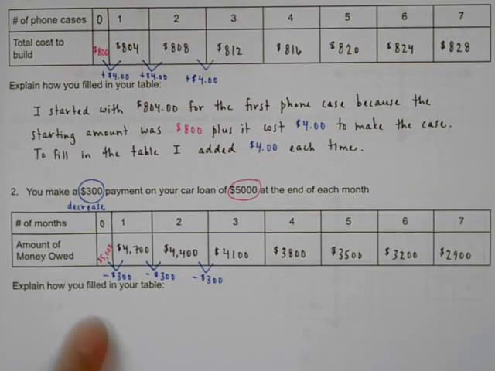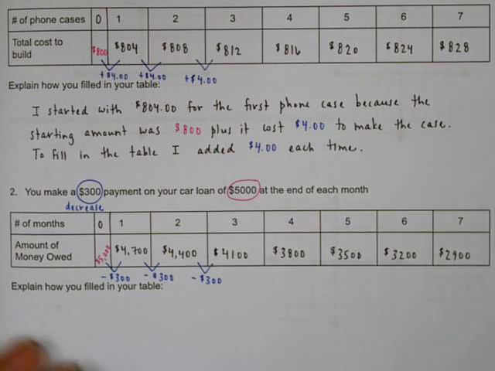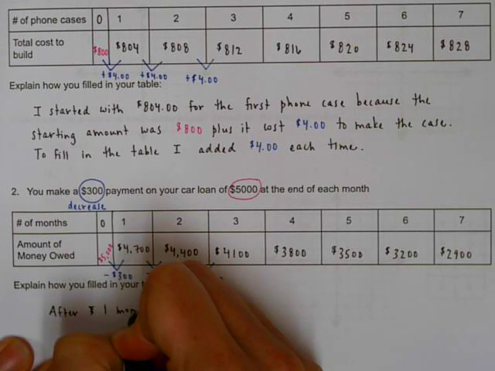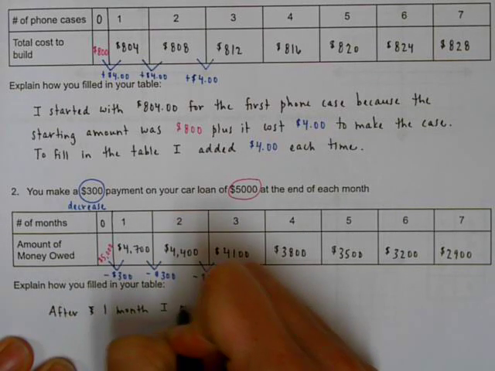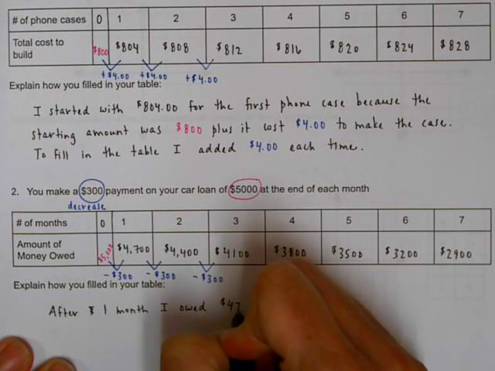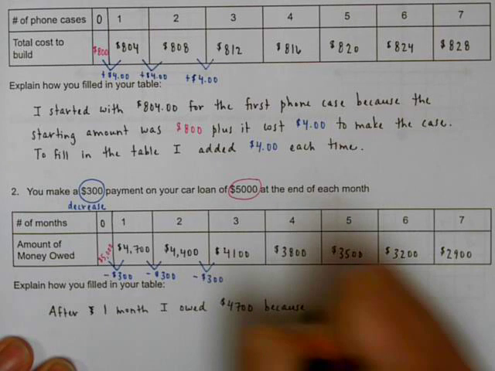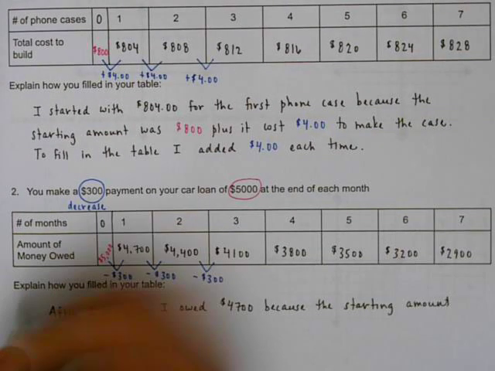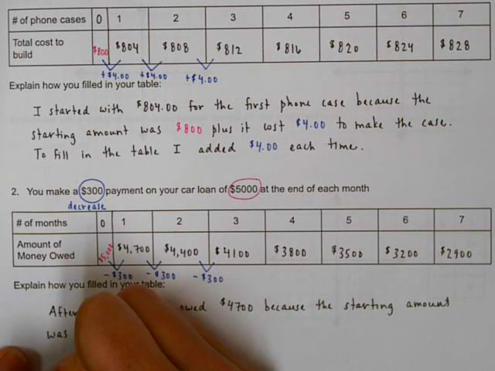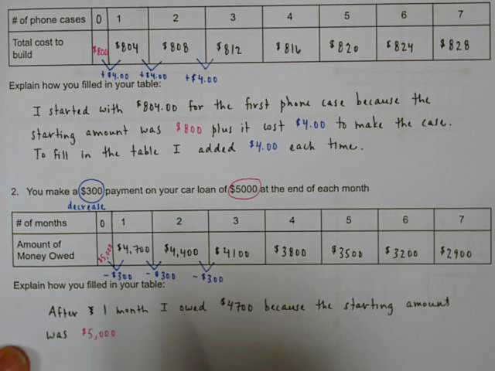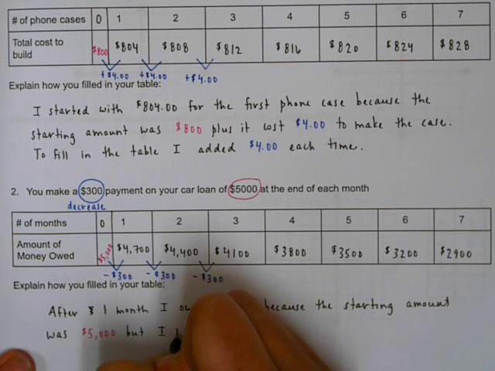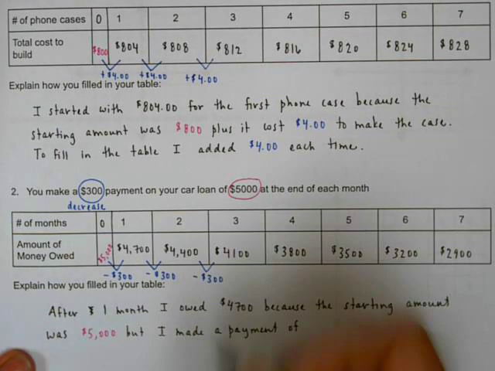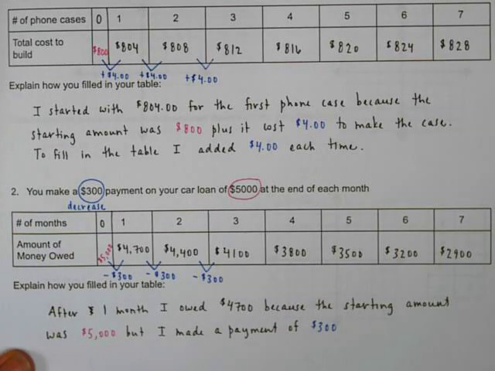Okay, so explain how we filled in their table. Okay, so after 1 month, I owed $4,700 because the starting amount was $5,000. I'm going to put that in pink to make that connection there. But I made a payment of $300. So I subtracted that.